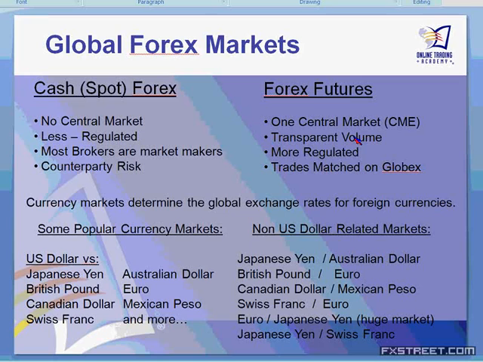Okay, there's also transparent volume when you're trading Forex futures. Plenty of volume here, and you can see it all. Definitely more regulated in the Forex futures, and your trades are matched on the Globex system. So if you're trading the S&P or anything else through the Globex system, if you're trading currencies like the euro or the yen or any of them, you're trading those the same way. Those are all also traded through the Globex system. In fact, when you're trading, say, the euro, any of the currency futures, you're trading them through the exact same vehicle that the S&P is traded.